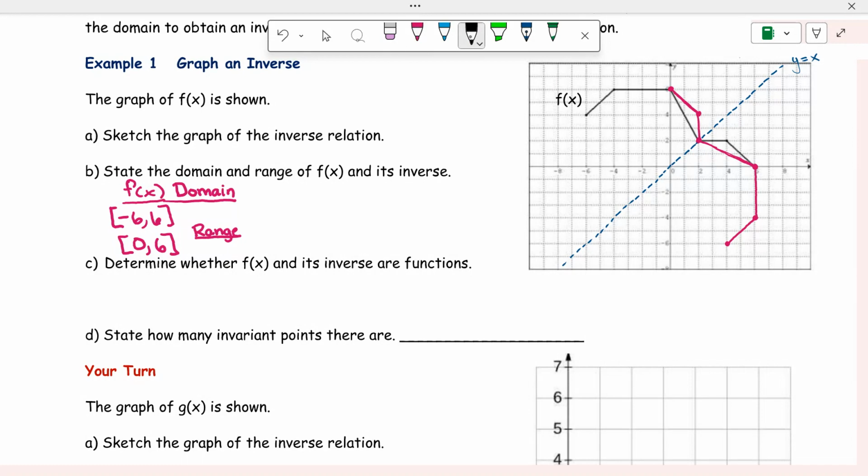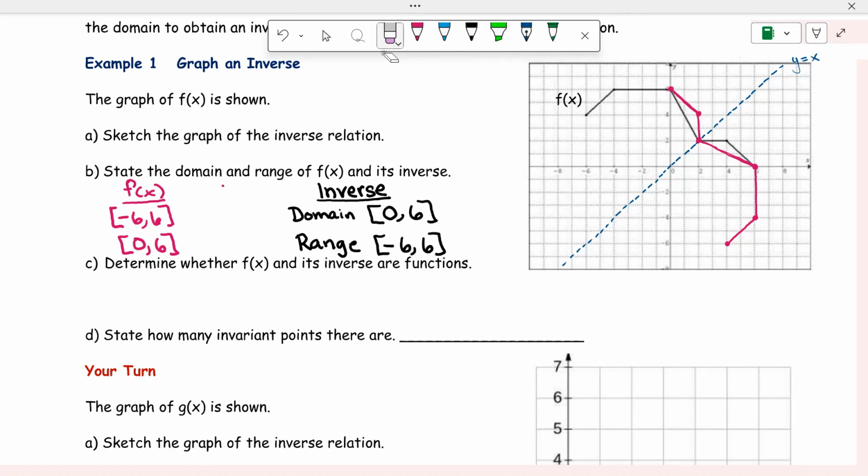Now my inverse graph. Okay, so my domain. What's the domain of the inverse now? 0 to 6. And my range is -6 to 6. Did they just flip? I don't like them. I'm going to write it so it looks the same as the other one.